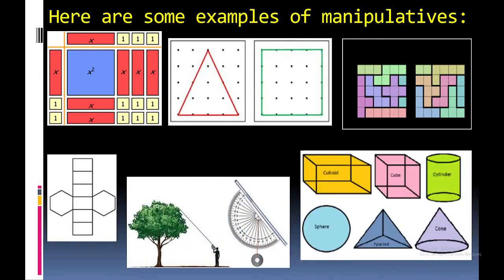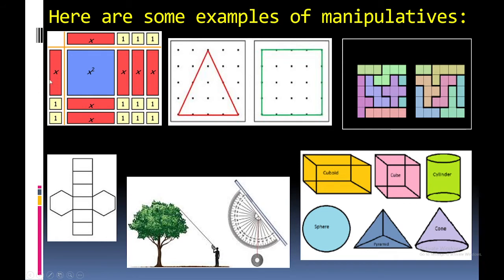Nakasuway mo og gamit aning mga manipulatives pag high school ninyo? Yes sir. The first picture over here, what is this one? This is what you call... Are you familiar with algebra tiles? So as we go on with our CM3, makat-on mo aning algebra tiles.